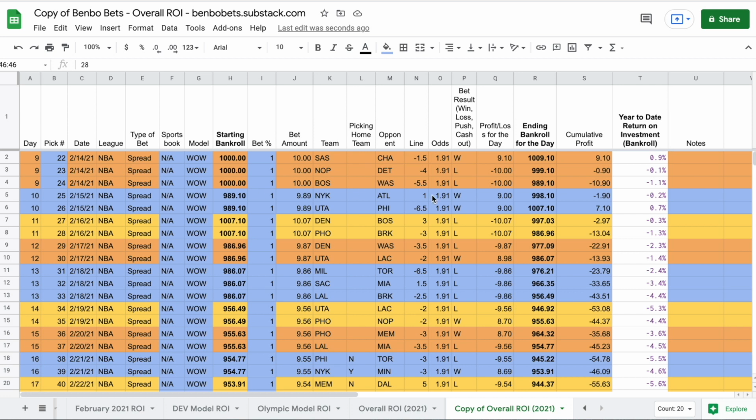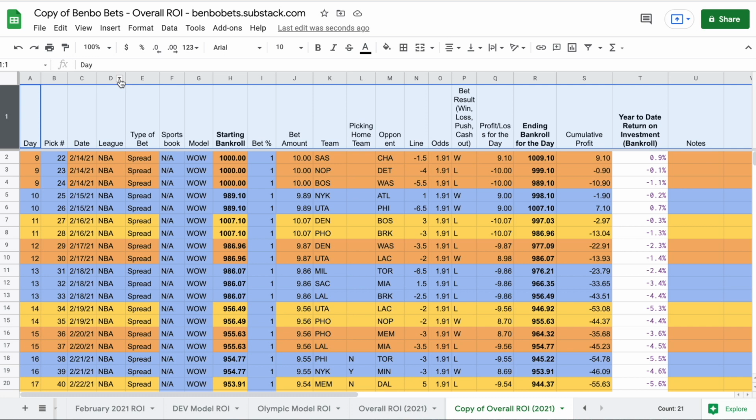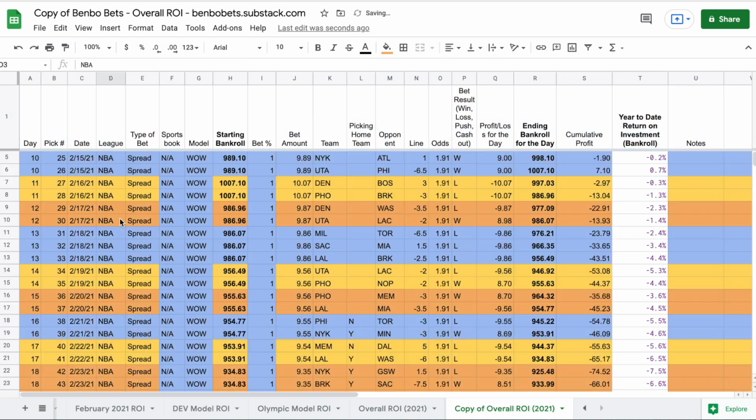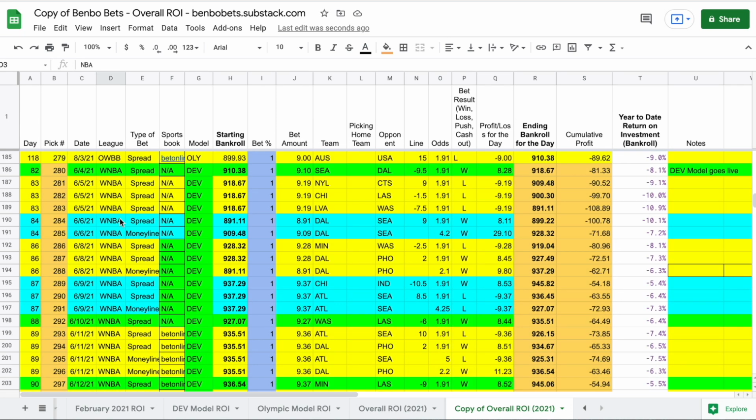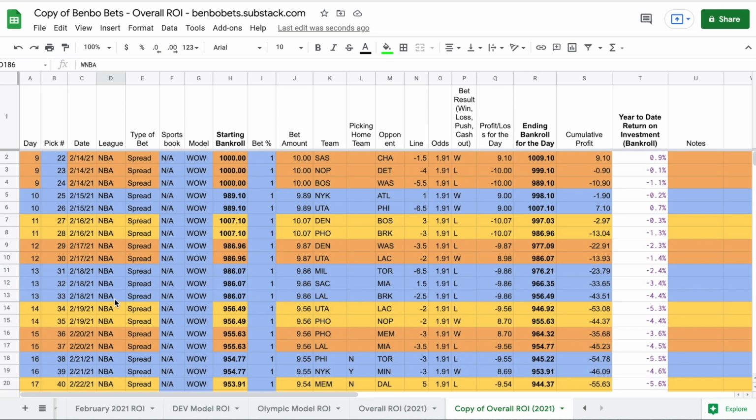Something else you could do, you could sort this by the type of bet and see what the record is just for NBA spread bets, or you could sort it by league and bet. I'll just show you how to do that. Again, let me make sure the row is frozen. So what you could do is sort this A to Z, and now you have the NBA, and then after that there should be some Olympic plays, Olympic men's basketball, Olympic women's basketball, then the WNBA.